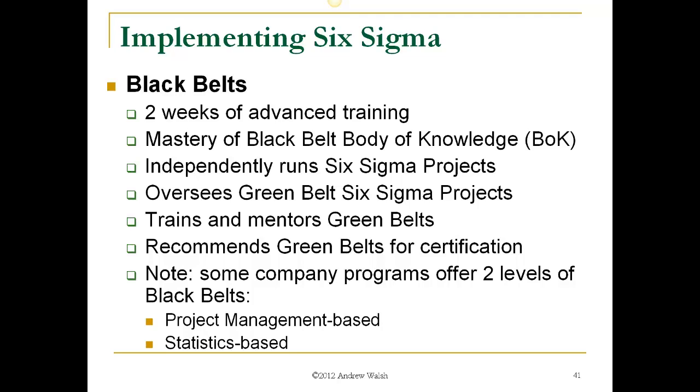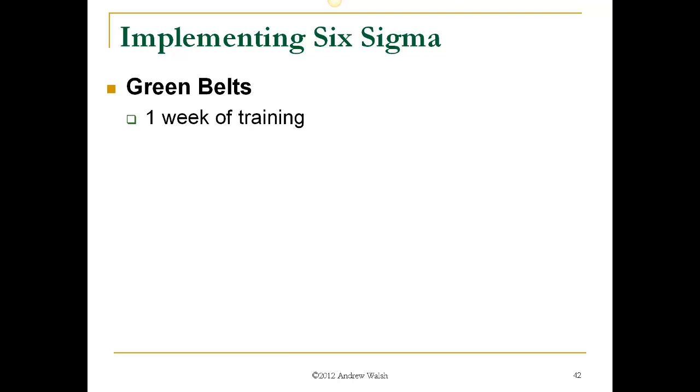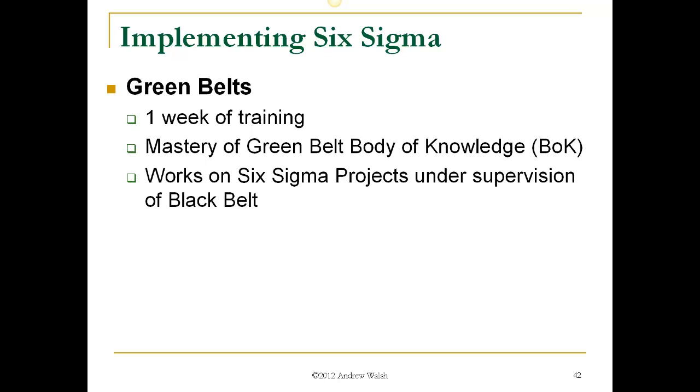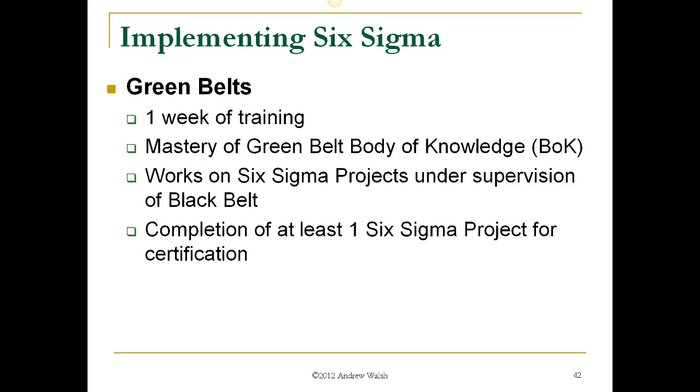Now note, some company programs offer 2 levels of black belts. Some of them are project management based black belts, and then others are more statistics based. So depending on what your preference is, if you have a strong project management background, you may gravitate towards just the project management black belt and may not be as strong in statistics. Green belts typically get 1 week of training, and they're supposed to master the green belt body of knowledge. Again, there's variability in that. And they work on Six Sigma projects under the supervision of a black belt. They need to complete at least 1 Six Sigma project to get certified.